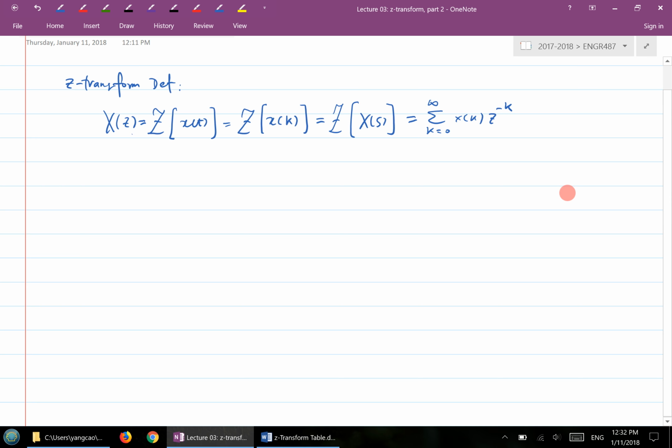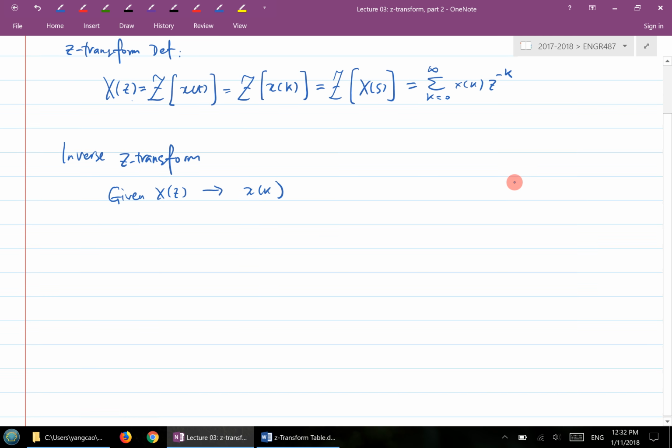So today we're going to look at the inverse Z transform. Inverse Z transform essentially means you are given x of z, and then you derive x of k. So that's the inverse Z transform. I'll present you a number of different ways of performing it, some very common ones.